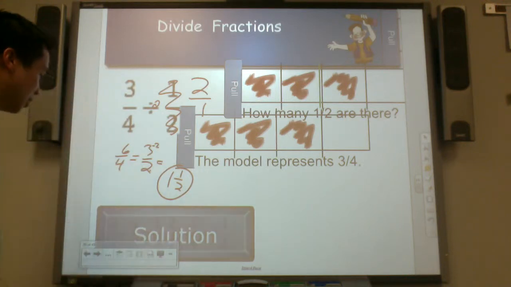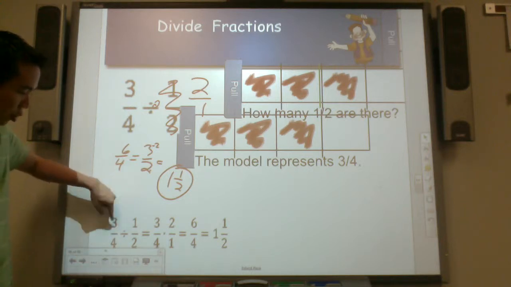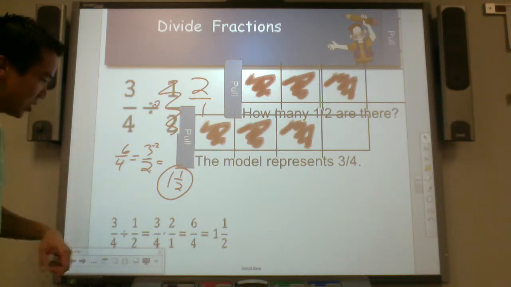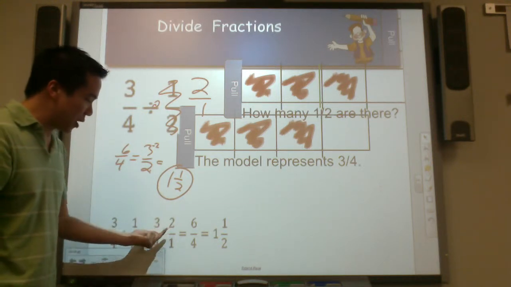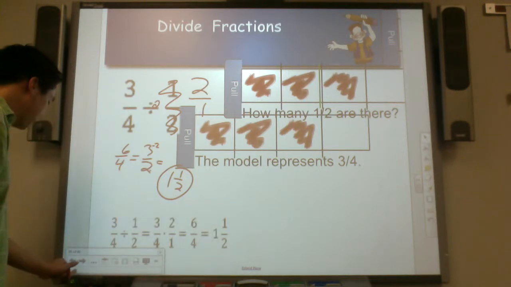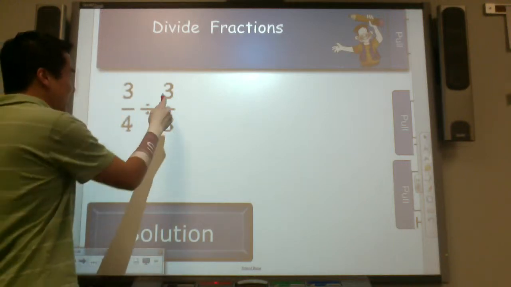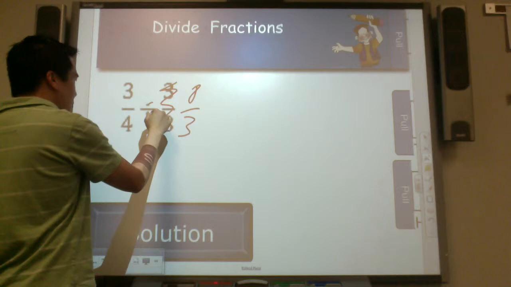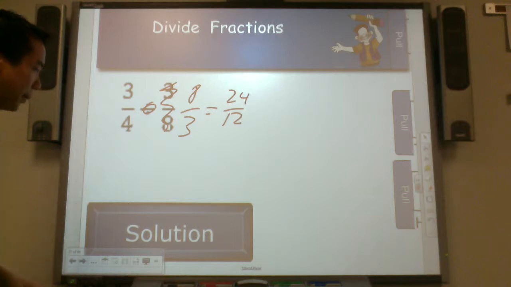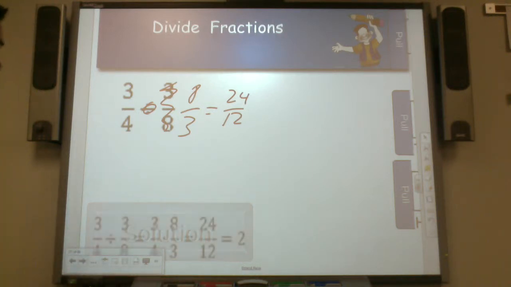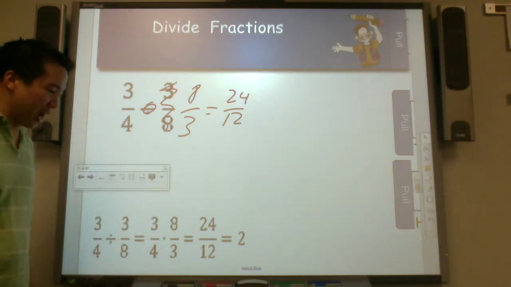And let's look at my solution. Ta-da! As you can tell, 3/4 divided by 1/2 is equivalent to 3/4 times 2. What they did is they found the reciprocal of the second fraction and multiplied, and the answer is 1 and 1/2. Let's try another one. Dividing fractions, give it a try. Flip the second fraction and multiply. I think we already did this one through the modeling, and it is 2. So again, 3/4 divided by 3/8 is just doing 3/4 times 8/3.